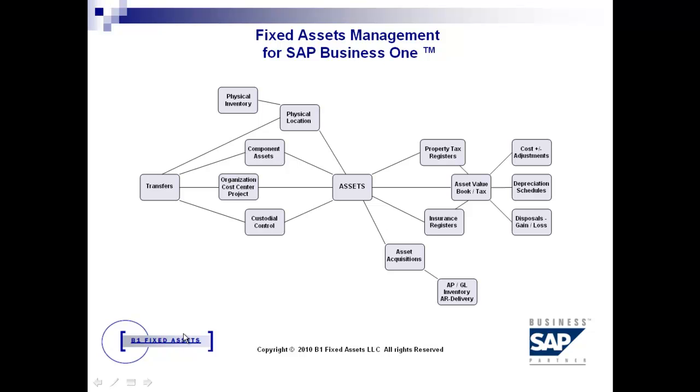The functions that we've gone over so far are all contained in the B1FAM Fixed Assets module and can be licensed at 3 different levels: basic, standard, and advanced, so that you can scale the solution to meet your specific needs and budget. The remaining functions, which we're about to go over, are optional modules which can be licensed separately but require the advanced FAM module.